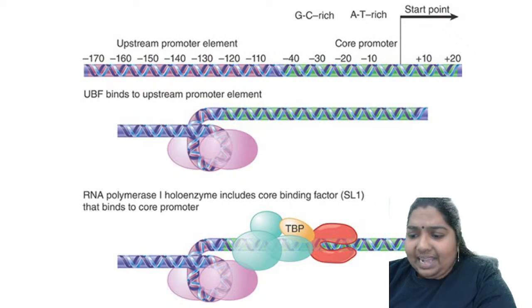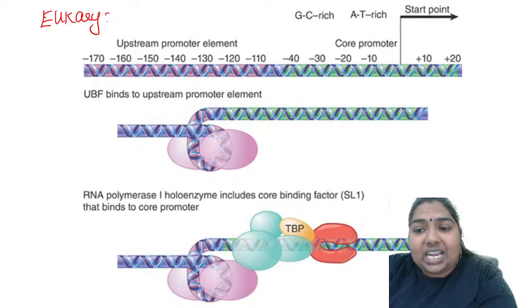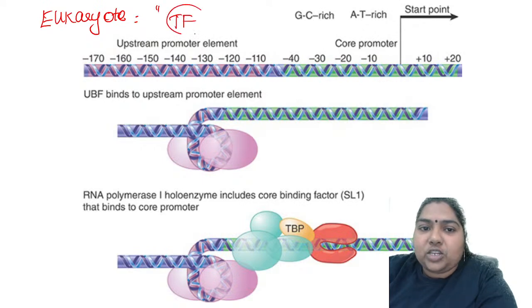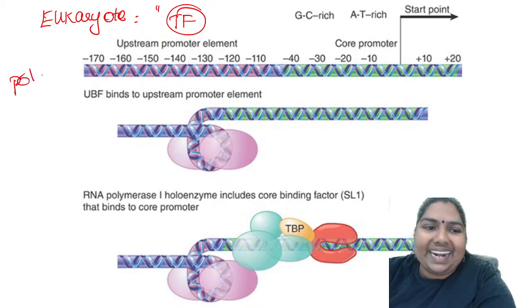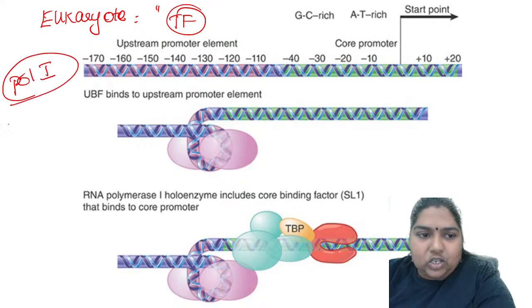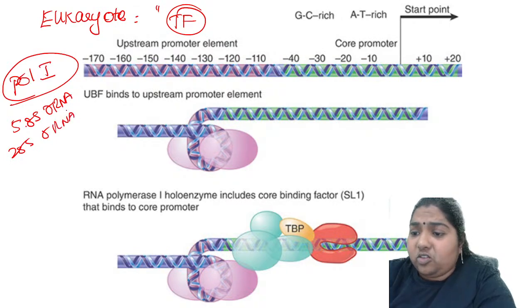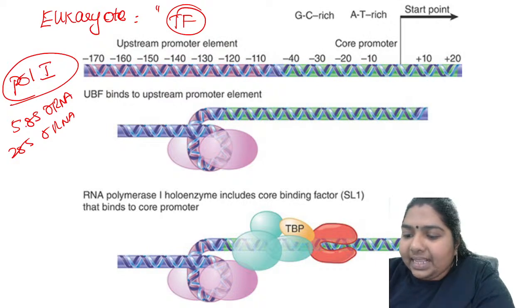Now, as I told you, in eukaryotes you have a special requirement. What is that? It is the transcription factor. Can you guess what RNA this is? Pol 1, Pol 2 or Pol 3? This is going to be for your Pol 1. Pol 1 is going to produce your 5.8S rRNA and 28S rRNA.